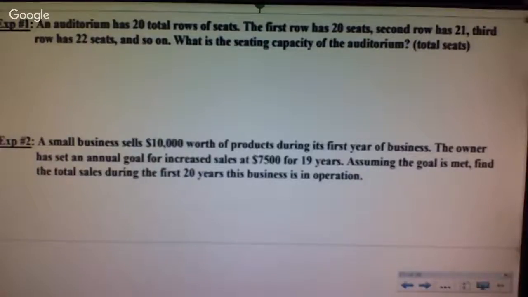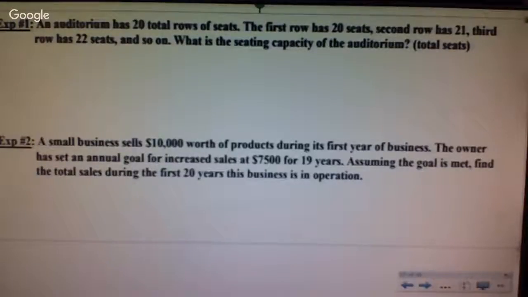Alright. So you have an auditorium. The auditorium has 20 rows of seats. It says your first row has 20 seats, your second row has 21, the third has 22, and so on. They want to know what the seating capacity is. You want to know the total amount of seats that are in your auditorium. Hold on, it says an auditorium has 20 rows. Oh, 20 rows.